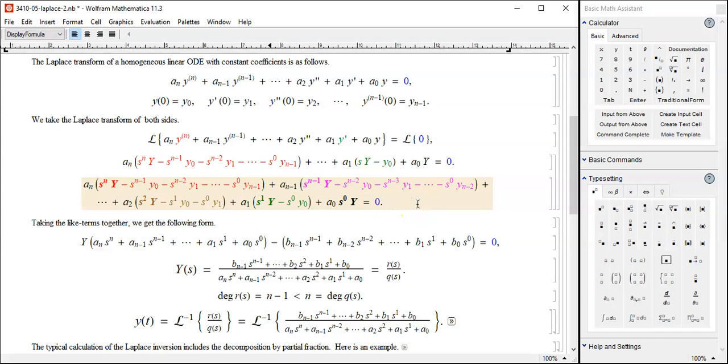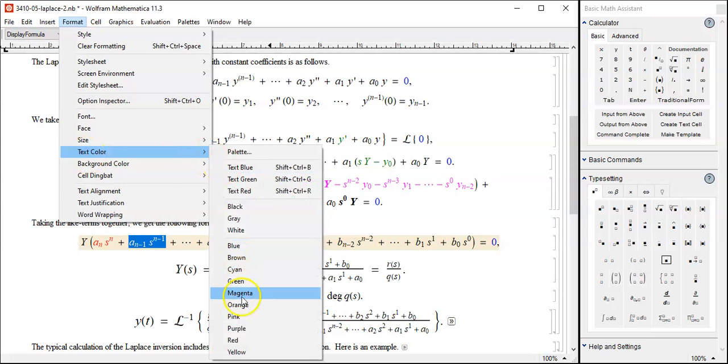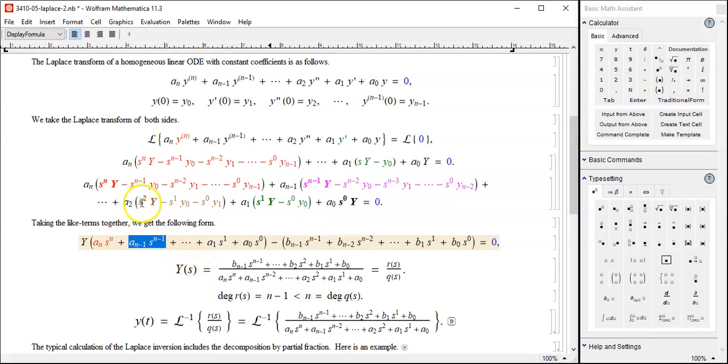Now, pay attention to the bold part. Y will be factored out, of course. And how about the coefficient? a_n s to the nth power, red. a_(n-1) s to the n minus first power, pink. And so on and so forth. And then a_1 s to the first power, green, and then the final one is black.